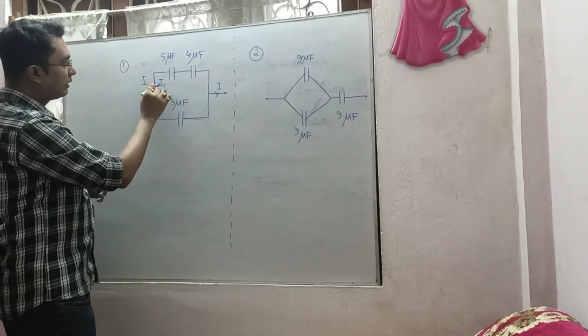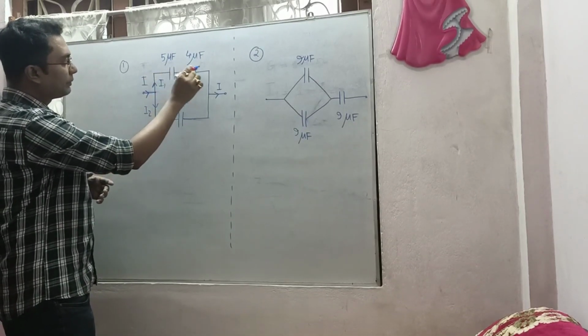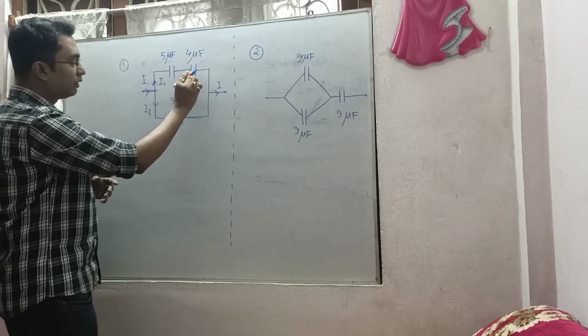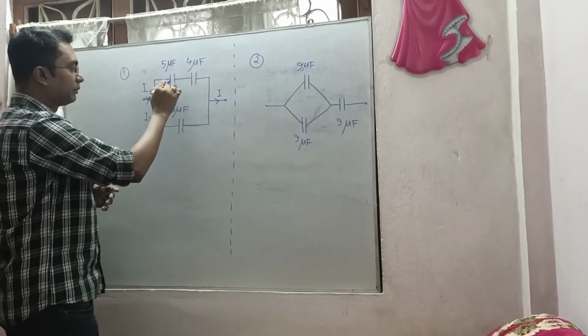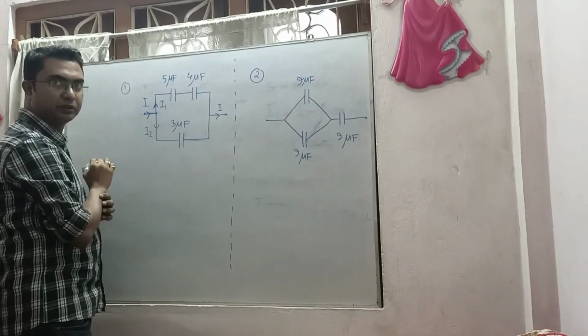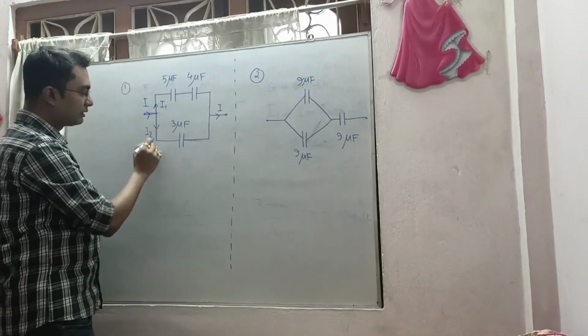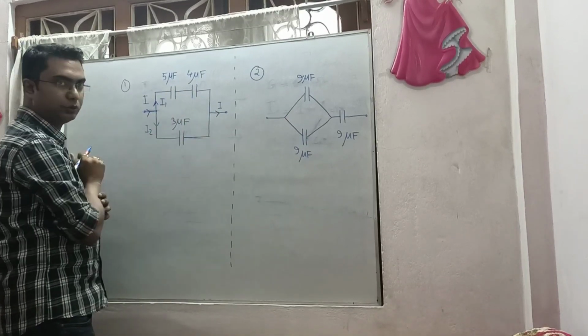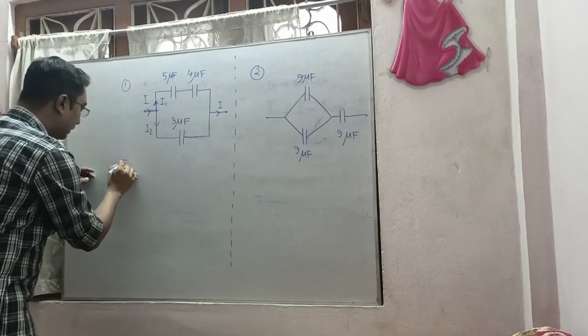Now here you see, this current I1 will flow through these two capacitors, 5 microfarad and 4 microfarad. Now when same current will flow through the capacitors, they will be in series combination. So they will be in series combination. Now this will carry a current I2, that is different current. So this will be in parallel combination with the combination of these two. So the next figure will be like this.